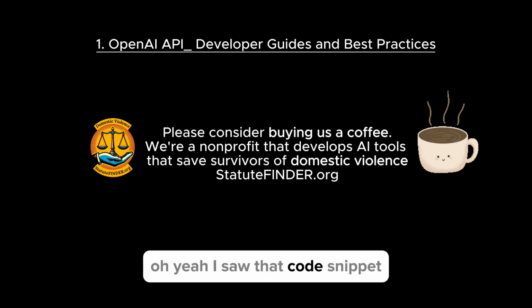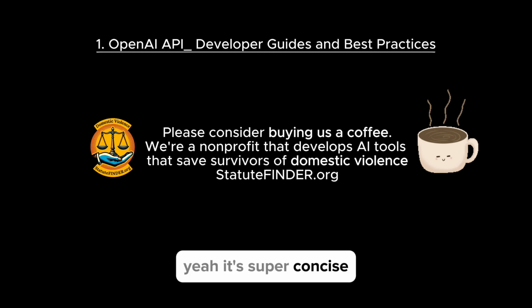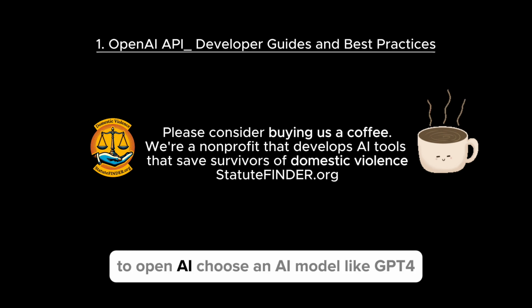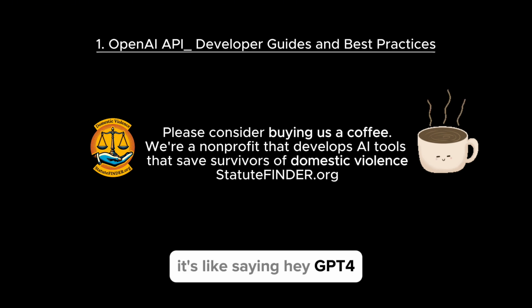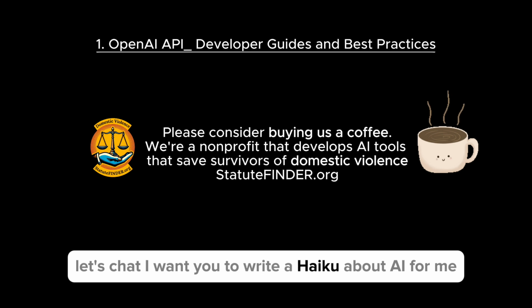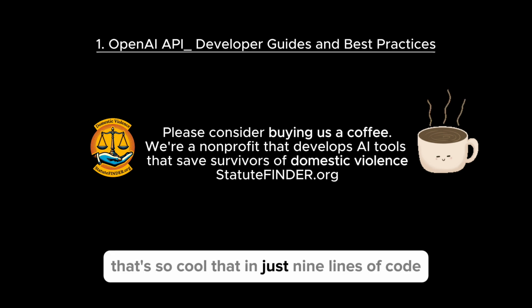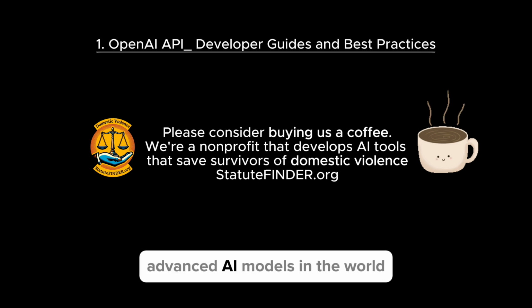Oh, yeah, I saw that code snippet. I was really impressed. It's only 9 lines long. Yeah, it's super concise, and it basically just shows you how to set up your connection to OpenAI, choose an AI model like GPT-4, and then tell it to create a chat completion. It's like saying, hey, GPT-4, let's chat. I want you to write a haiku about AI for me. That's so cool that in just 9 lines of code, you can have a conversation with one of the most advanced AI models in the world.